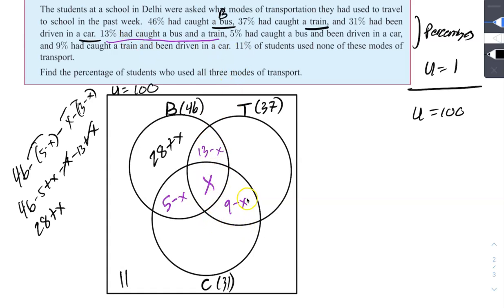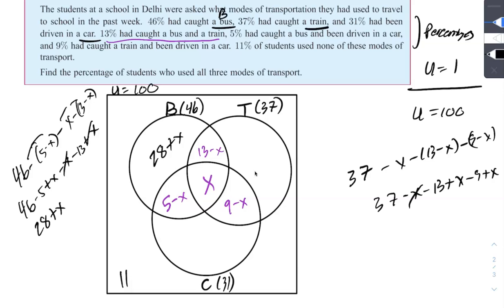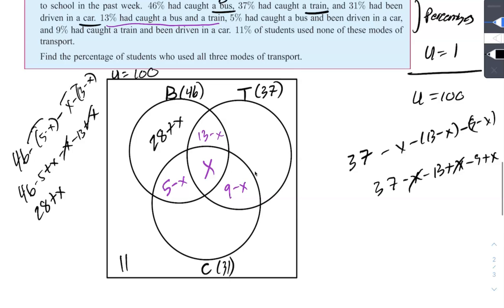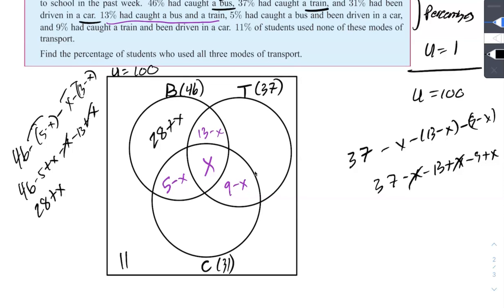Same thing down here. Now I'm going to do 37 minus those two. So 37 minus x, minus 13 minus x, minus 9 minus x. Again, parentheses, distribute, you get 37 minus x, minus 13 plus x, minus 9 plus x. These cancel. 37 minus 13 is 24. 24 minus 9 is 15 plus x.